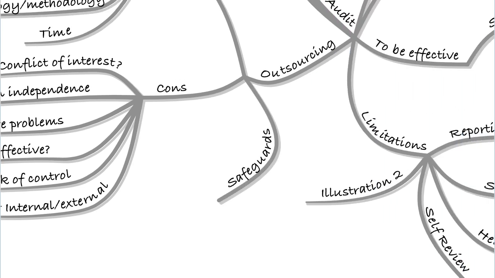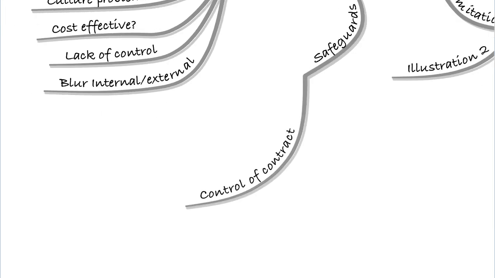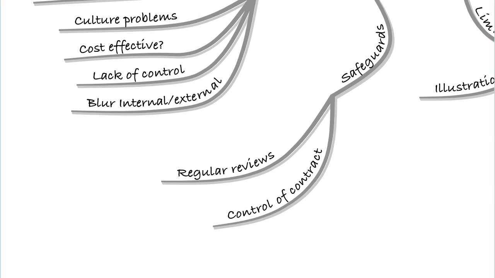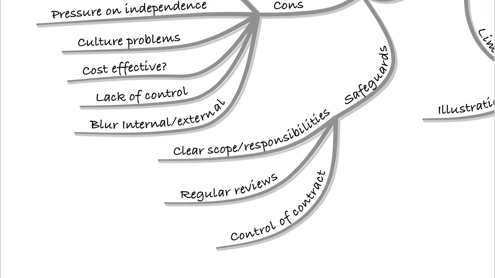Safeguards that we can have over this outsourcing, well, first of all, control of the contract, making sure that it's stipulated exactly what the outsourcer needs to do. Regular reviews of the contract to make sure that everything that should be provided is being provided. And lastly, setting clear scope and responsibilities for the outsourcer.